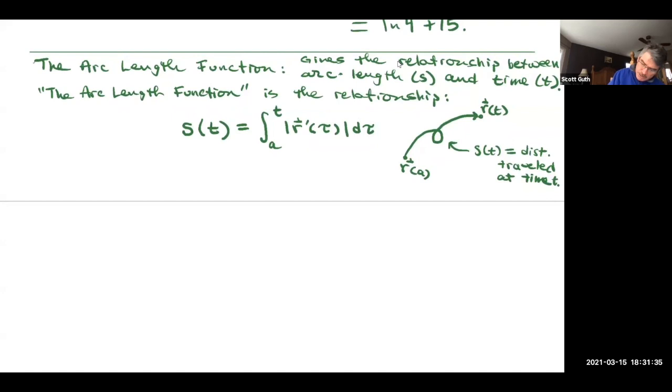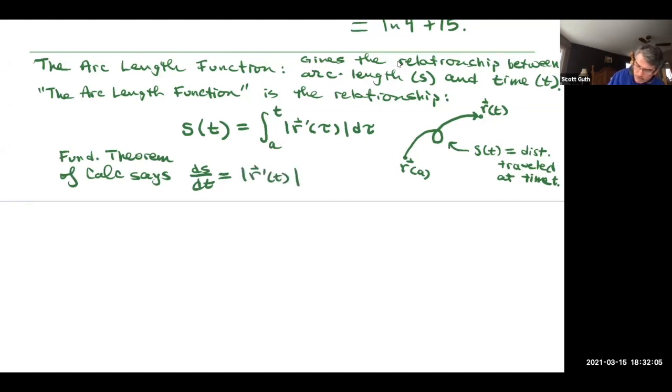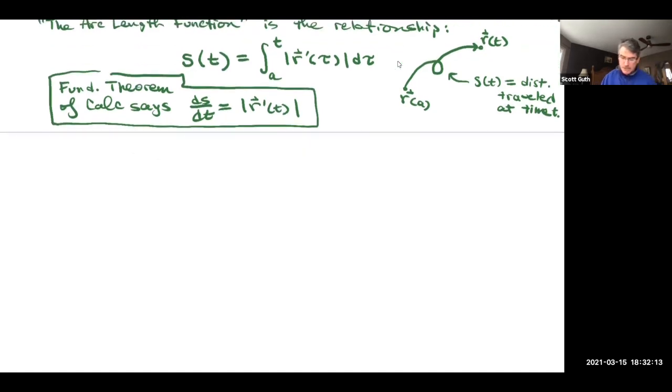And then you might want to notice that the fundamental theorem of calculus tells us that if you take ds over dt, that's just the magnitude of r prime of t. We'll need that because ds over dt comes up in a lot of the discussions.